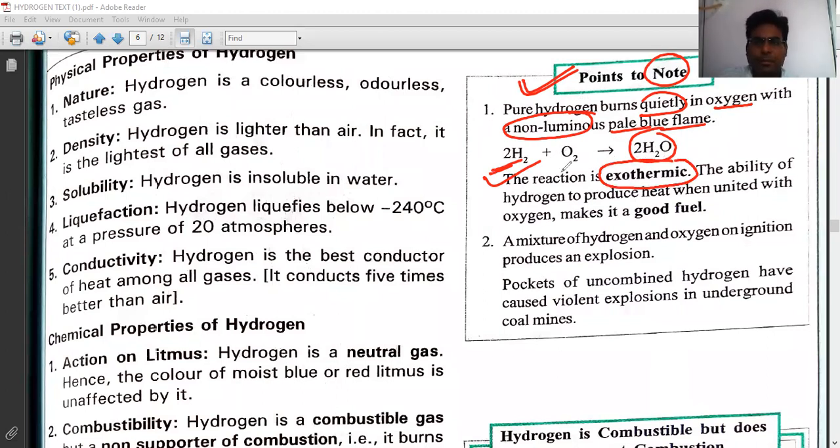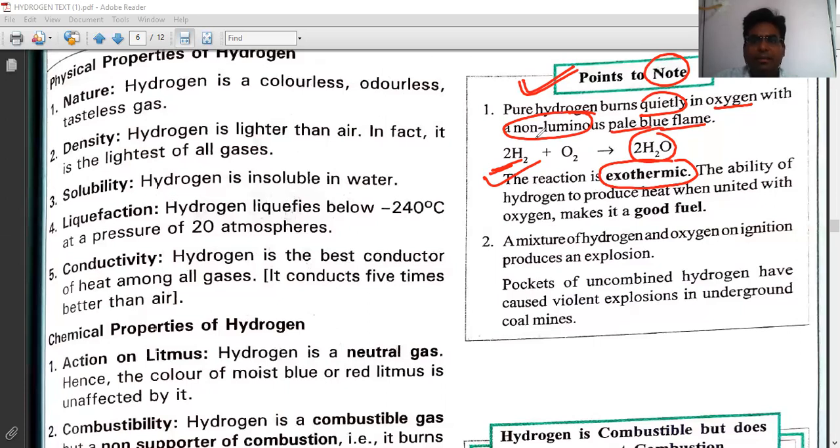Sir, does the first one mean that it does not burn with a pale blue flame? Because it says it burns quietly with a non-luminous pale blue flame. So I think it burns with the blue flame.